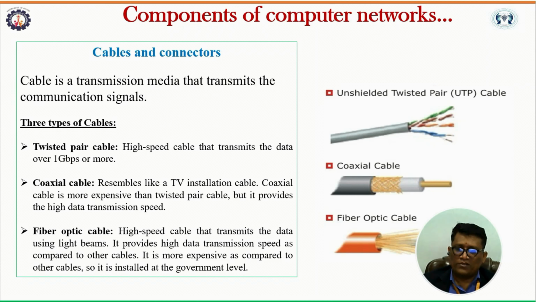There are three types of cables. The first one is the twisted pair cable. Generally we say it is a high speed cable that transmits data at 1 Gbps or more. That is the TP cable. Then next is the coaxial cable.